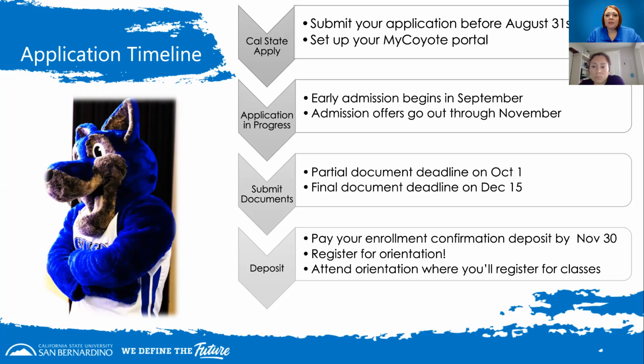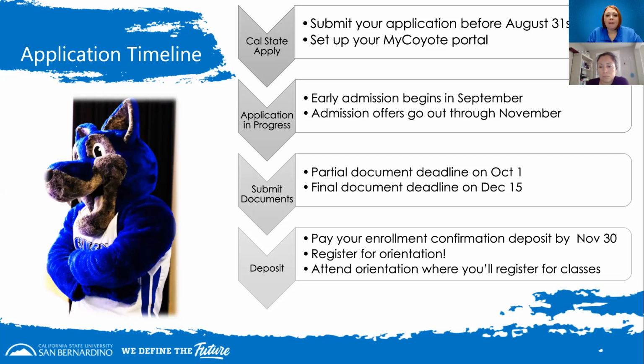As soon as we get your application, we start collecting information for it, and we hope to have admissions decisions out as early as September, but we will continue to give those decisions through November. So if you don't hear an admissions decision from us right away, know that that is our window of opportunity to contact you. Most students will be required to submit partial documents, and those will be due on October 1st. But we ask that you wait until your My Coyote portal is created and look at your to-do list to see what documents individual students are asked for. All students are required to submit final documents, and those will be due on December 15th.